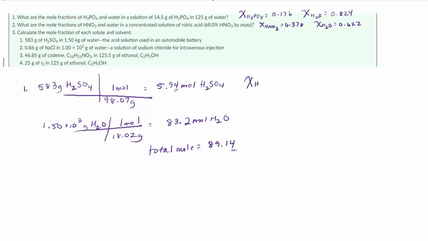So then my mole fraction of sulfuric acid is going to be 5.94 divided by 89.14, which is 0.0666. We do need 3 sig figs. We started with 3 sig figs in both of our measured quantities. So the mole fraction of water is then 1 minus this value. So I get 0.933.